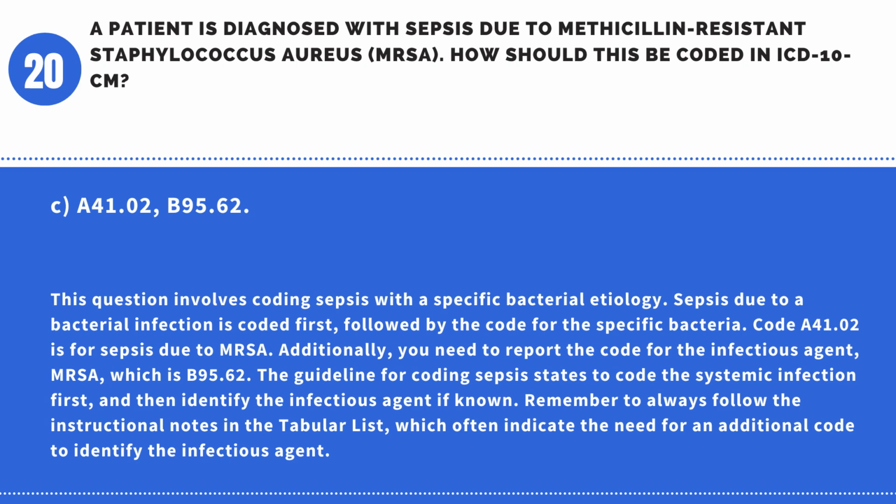This question involves coding sepsis with a specific bacterial etiology. Sepsis due to a bacterial infection is coded first, followed by the code for the specific bacteria. Code A41.02 is for sepsis due to MRSA. Additionally, you need to report the code for the infectious agent, MRSA, which is B95.62. The guideline for coding sepsis states to code the systemic infection first, and then identify the infectious agent if known. Remember to always follow the instructional notes in the tabular list, which often indicate the need for an additional code to identify the infectious agent.